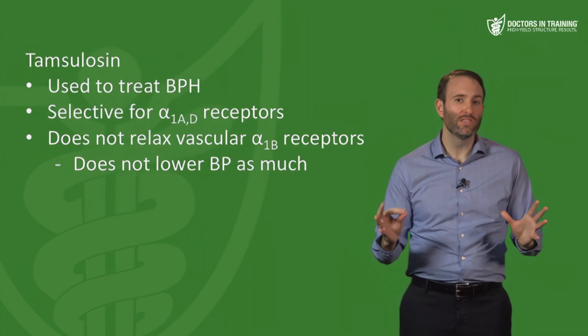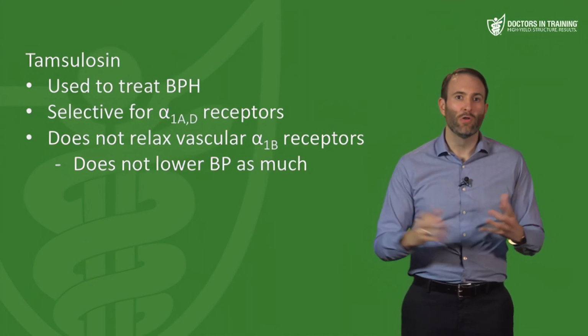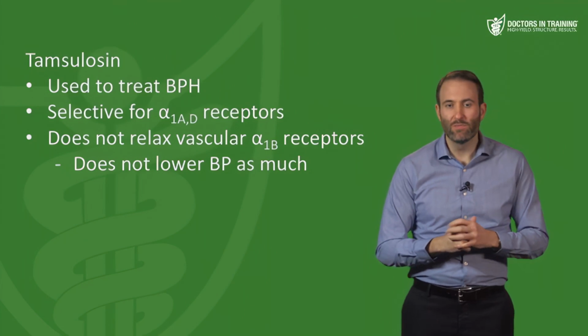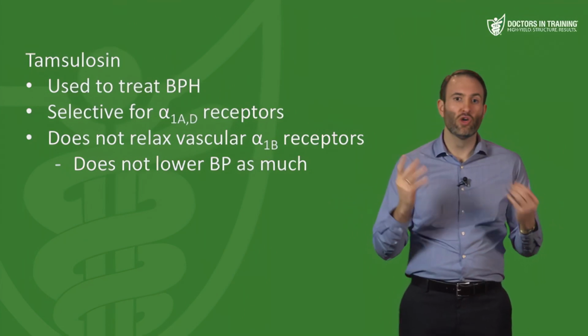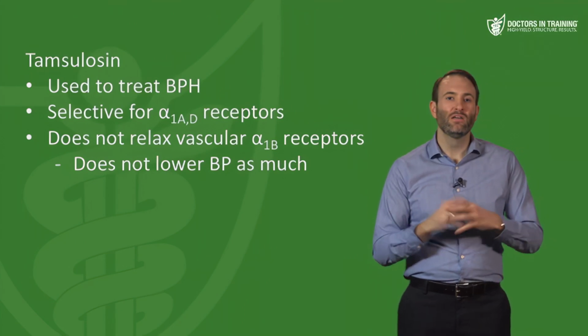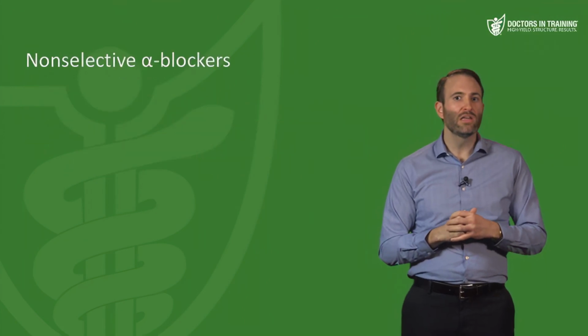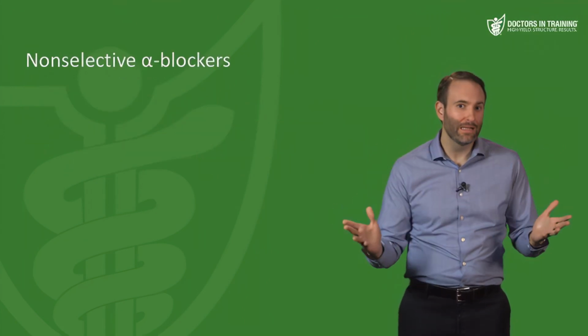So tamsulosin is not going to lower your blood pressure as much as those other typical alpha-1 blockers. So patients with BPH and high blood pressure maybe go with one of those -zosin drugs, those first drugs we talked about. If they don't have high blood pressure, then maybe stick with tamsulosin so it doesn't affect them as much.